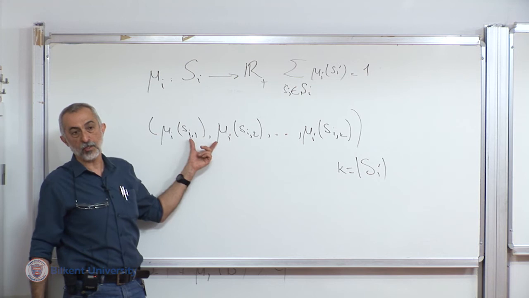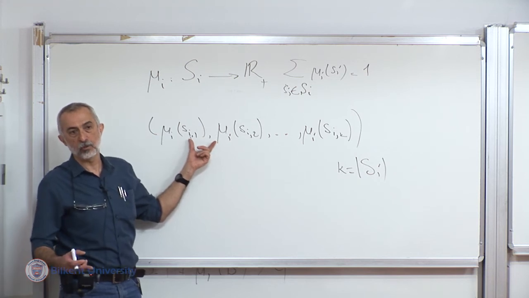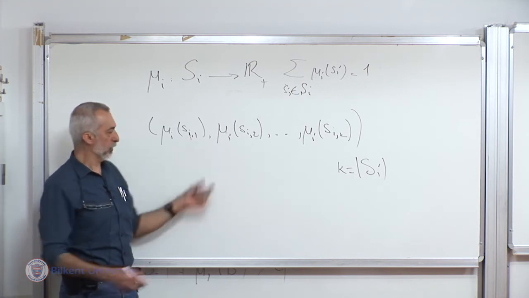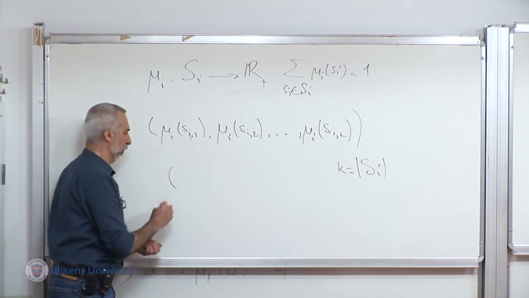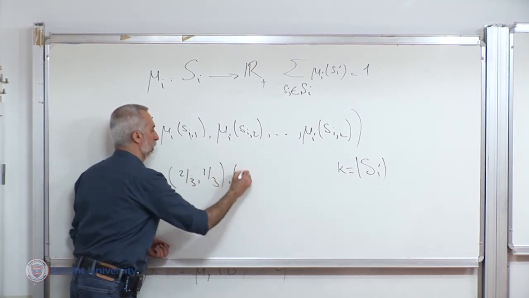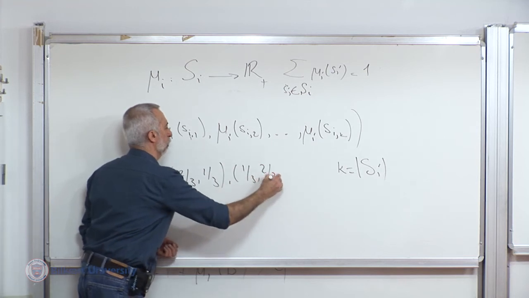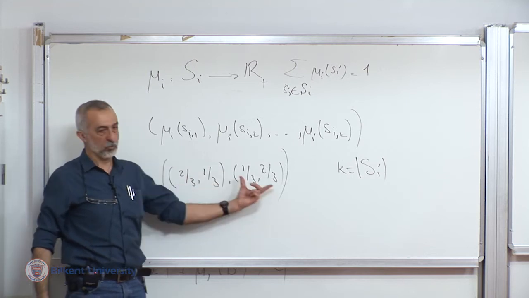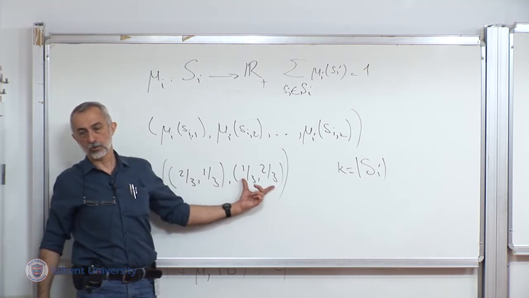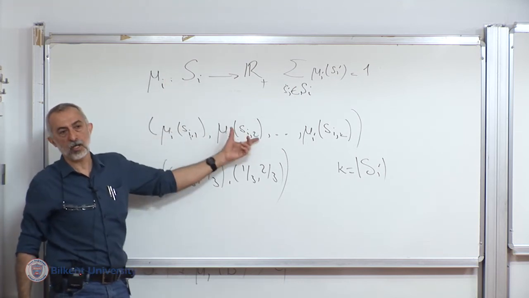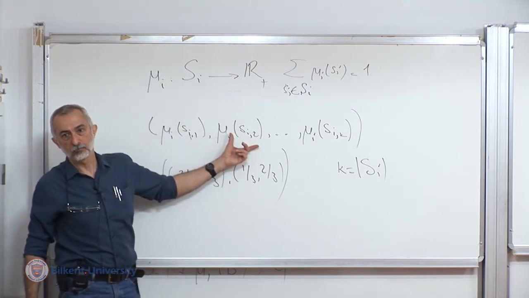Actually, that's the notation that we used when we found the mixed strategy Nash equilibrium of the Battle of Sexes game, right? We said, what was it? 2 over 3, 1 over 3, and 1 over 3, 2 over 3. That was a mixed strategy of player 1, and that was a mixed strategy of player 2. We used it as a tuple. So mixed strategies you can think about as vectors.